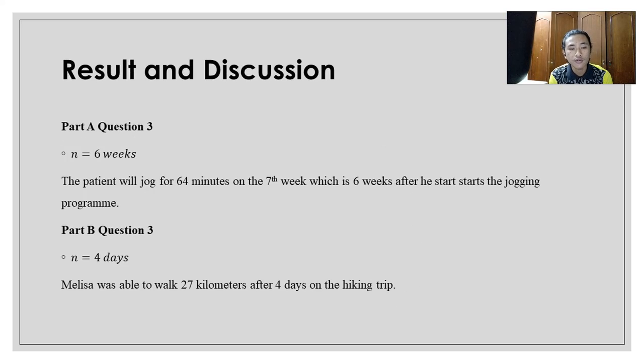So for the result, for part A question 3, we found that n equals 6 weeks, which is the patient will jog 64 minutes on the 7th week, which is 6 weeks after she starts the jogging program. For part B question 3, we found the answer, which is n equals 4 days. Melissa was able to walk 27 kilometers after 4 days on the hiking trip.